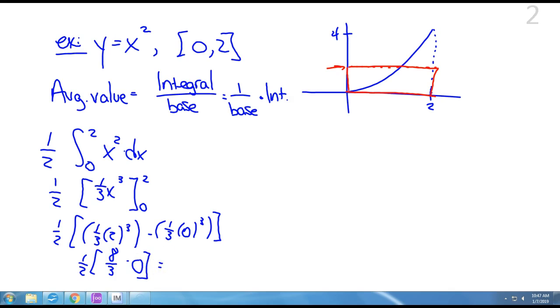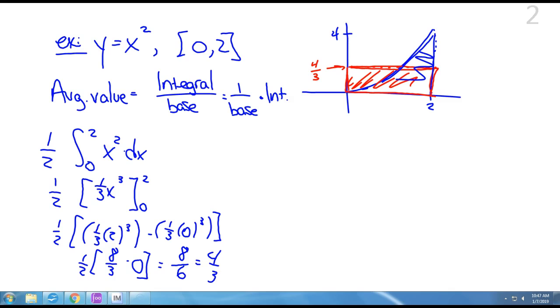So what's 1/2 times 8/3? 8/6. So 1 times 8, 2 times 3. So this would be 8/6, or reduce it to 4/3 if you want. And that's the height right here. So if I took this red rectangle with a base of 2 and a height of 4/3, it has the exact same area as this weird blue shape. So that's what you're trying to find.